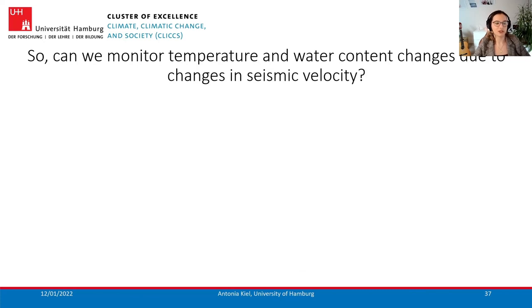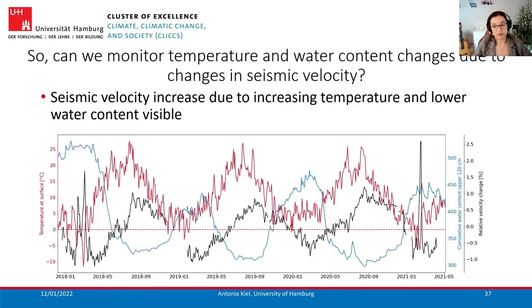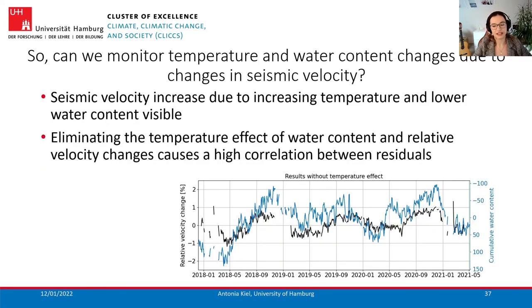So as a summary, I now want to go back to the question: can we monitor temperature and water content changes due to changes in seismic velocity? So first we saw that seismic velocity depends on both temperature and water content, and for this we saw that an increase in temperature means an increase in seismic velocity, and an increase in water content means a decrease in seismic velocity. And secondly, we saw that eliminating temperature effects by our simple linear regression already shows a good correlation between the residual water content and seismic velocity change, much better than our raw data, including the temperature effects.